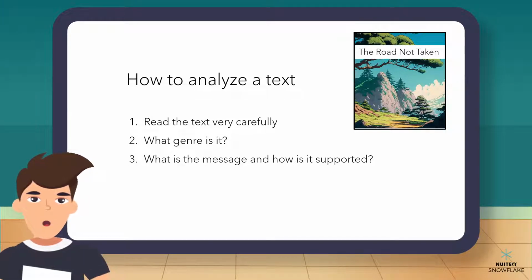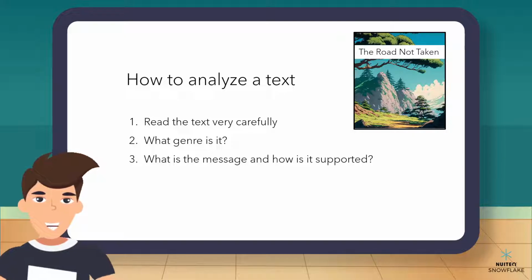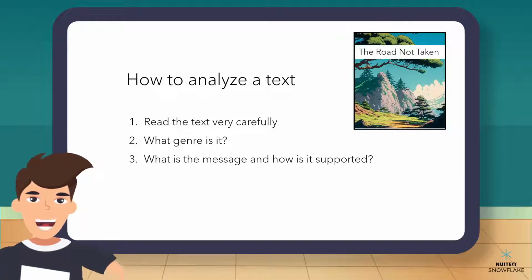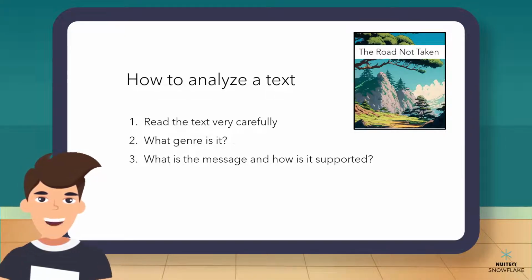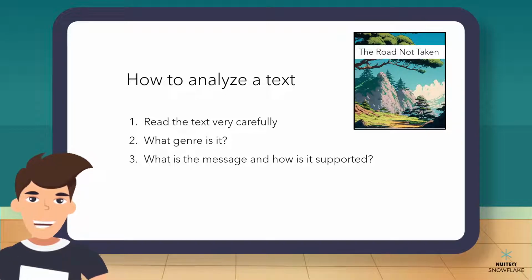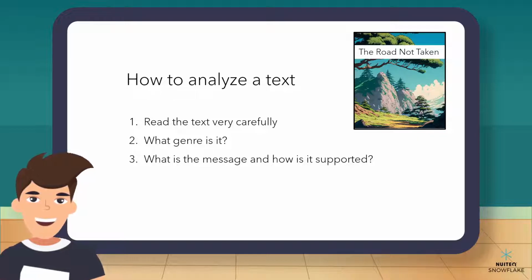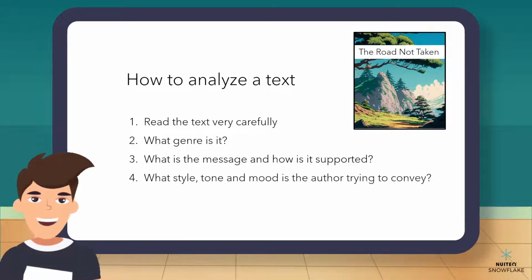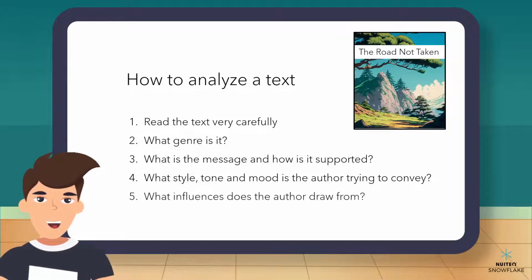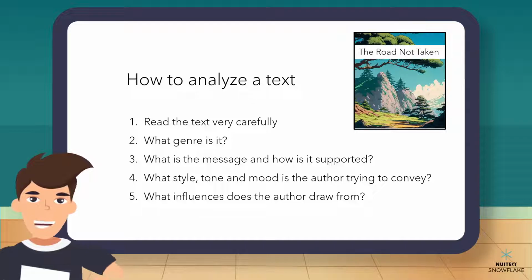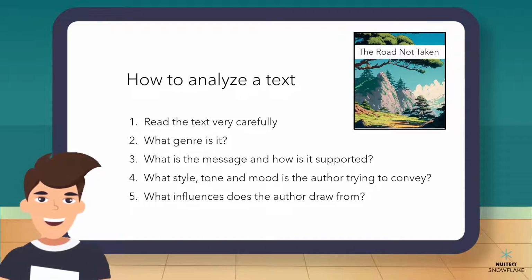Once we have identified what kind of text we are reading, we have to locate the author's message. What is the author trying to say? Which ideas is he or she trying to convey to the reader? What is their point of view, or opinion? And how do they support that opinion? What kind of style does the author use? What mood or tone do they convey? How does the author draw on myths, history, or legends, to describe their characters and plots?